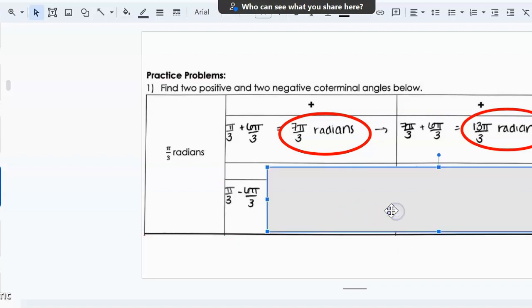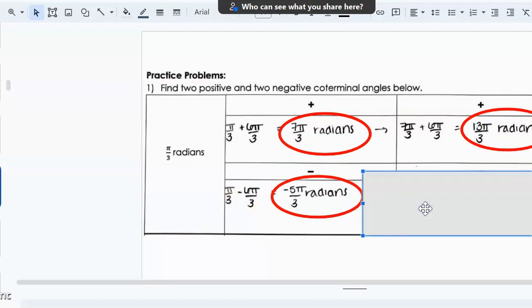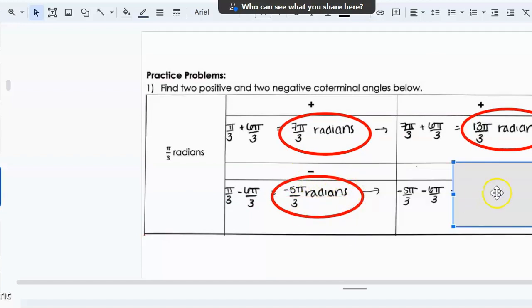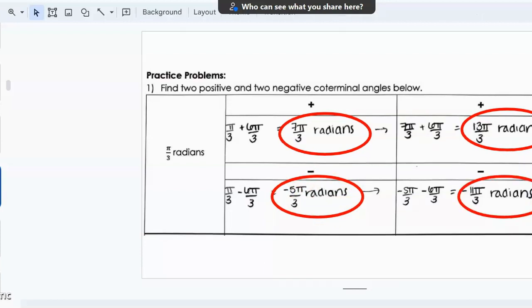So I can take pi over 3 and now subtract 6 pi over 3. So technically that's 1 pi over 3 minus 6 pi over 3, which means I should now get negative 5 pi over 3 radians. And then again, if I want to get one more negative, I'm going to take this number now and subtract 6 pi over 3. So now you should get negative 11 pi over 3 radians.